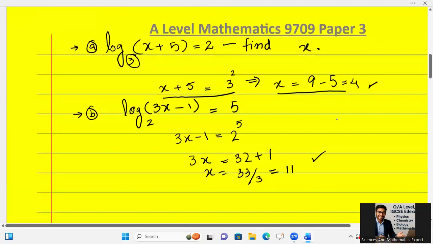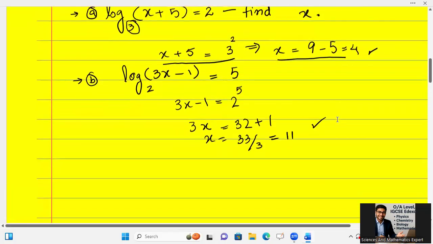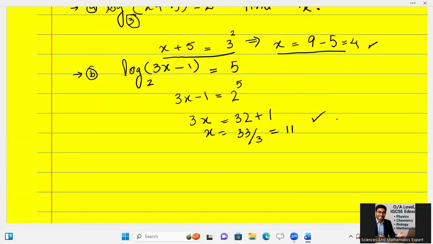Let's take a little bit more complex one, like C: log of the cube root of x to the base x. Yes, how can we simplify this? Let's check over here.